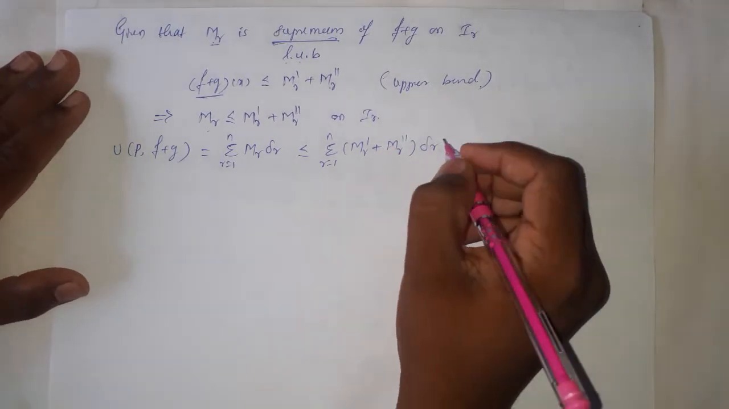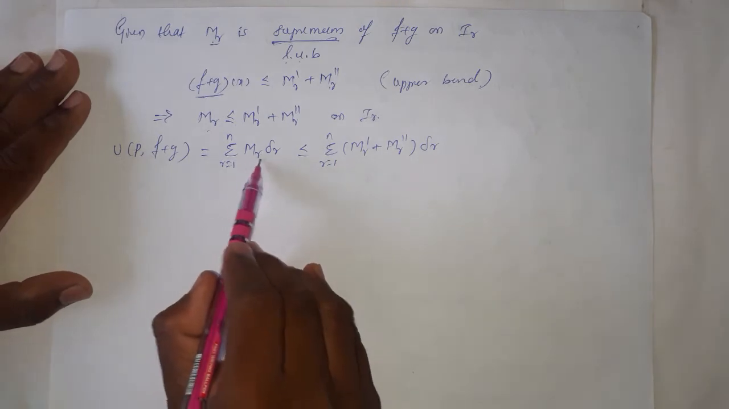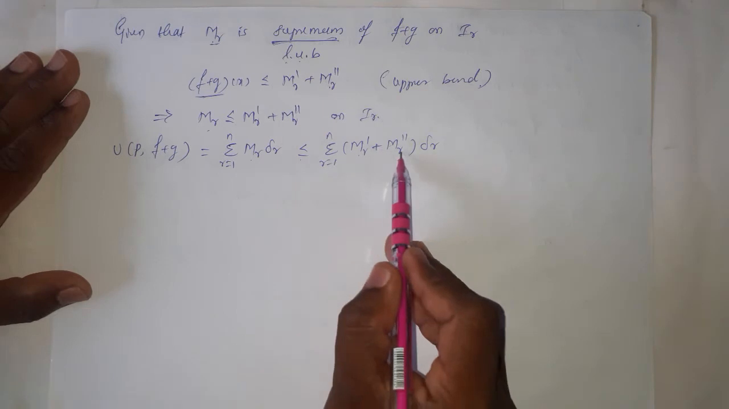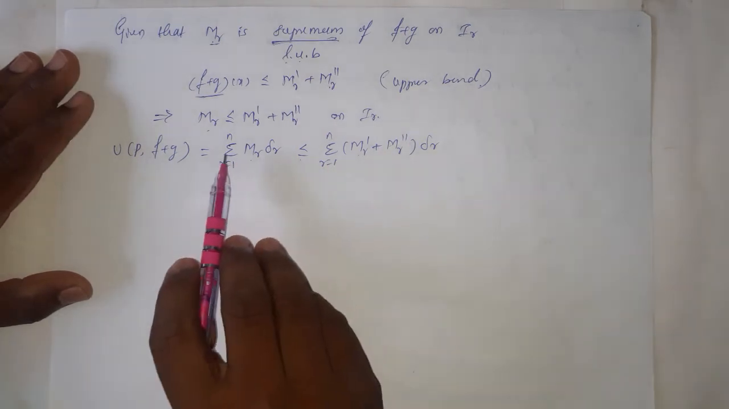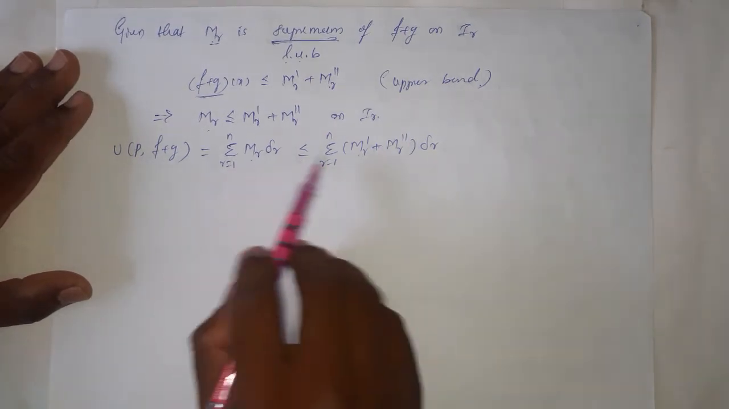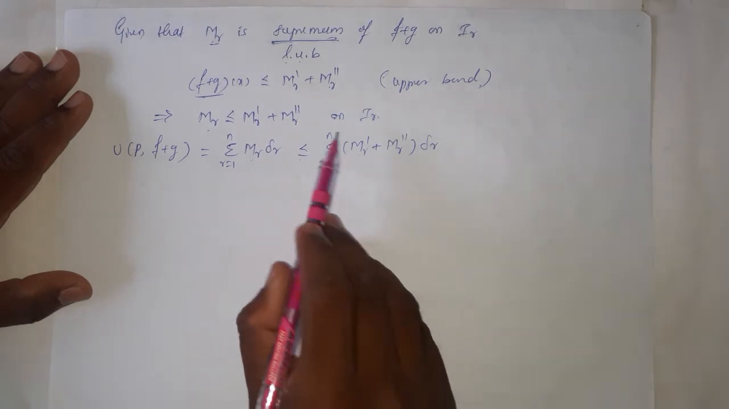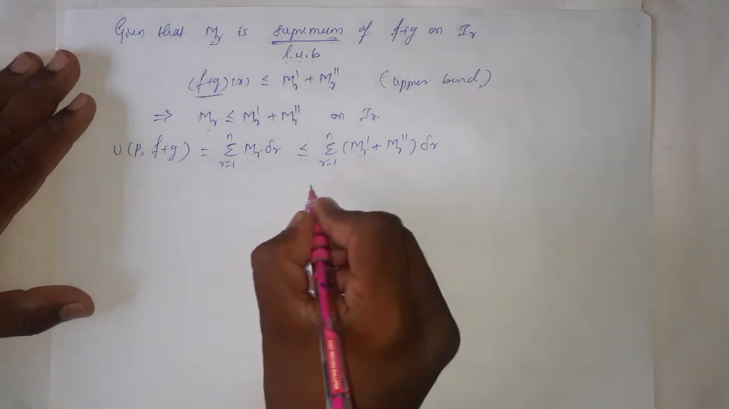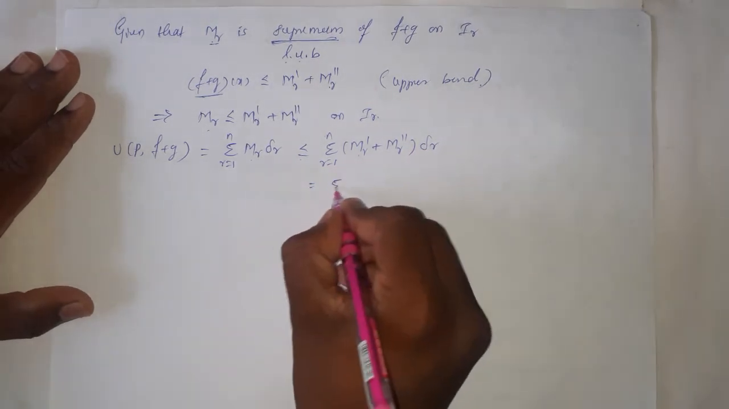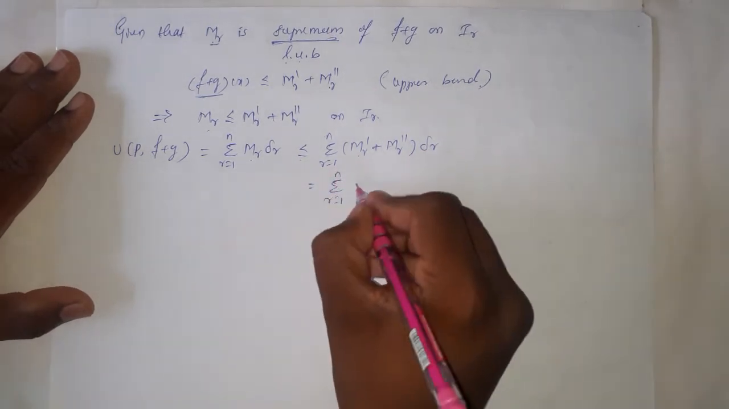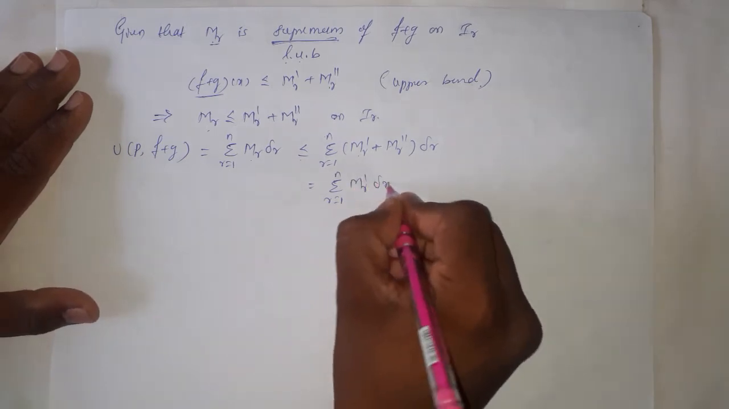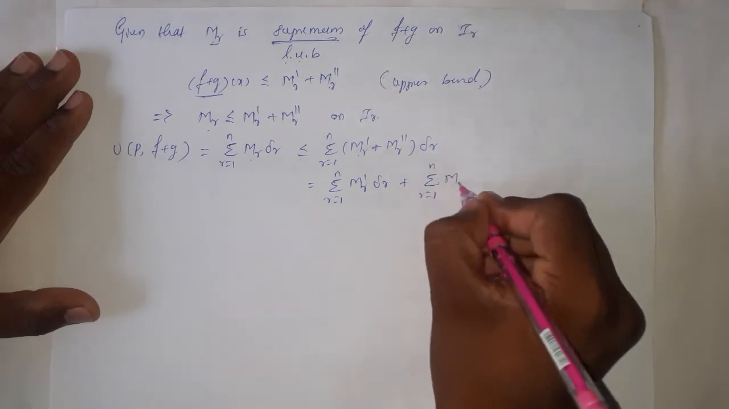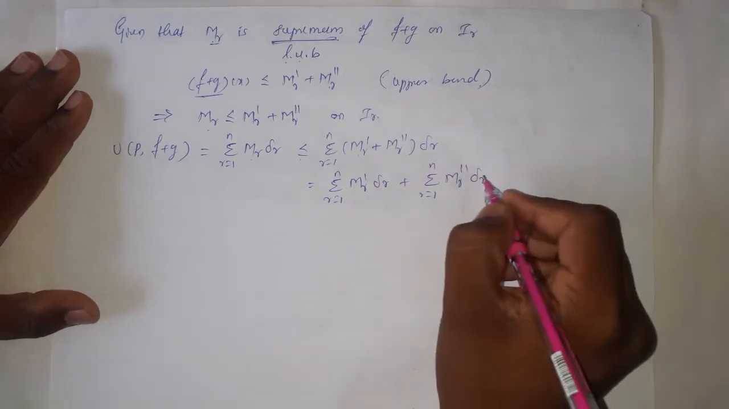So, here we have replaced this Mr. This Mr is less than or equal to Mr dash plus Mr double dash. So, therefore, this summation becomes less than or equal to summation over r equal to 1 to n of Mr dash plus Mr double dash. Now, this is equal to summation over r equal to 1 to n of Mr dash delta r plus summation over r equal to 1 to n of Mr double dash into delta r.